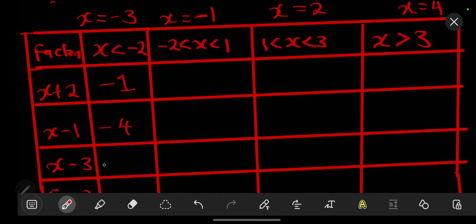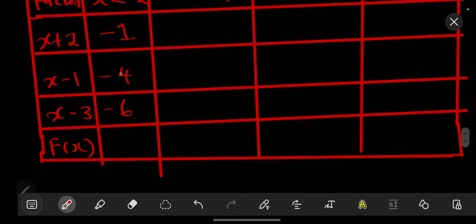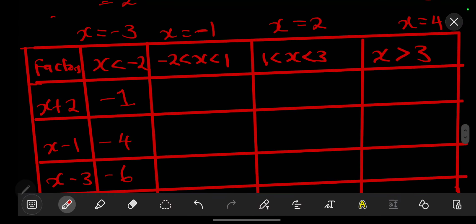When we put our negative 3 here, we are going to have negative 3 minus 3, which will give us a negative 6. So we are going to put a negative 6, like that. Then multiply negative 1 times negative 4, that's positive 4, times negative 6, that's negative 24, like that. Then from there, get this negative 1, put it here. We are going to have negative 1 plus 2, that's a positive 1, like that.